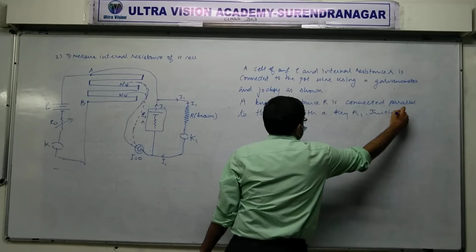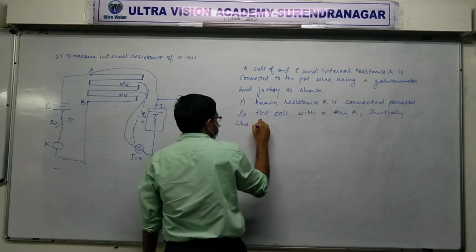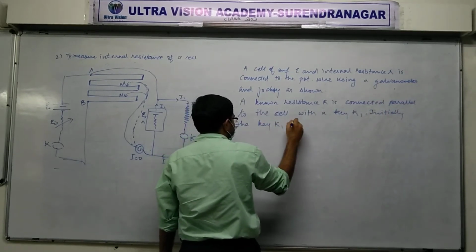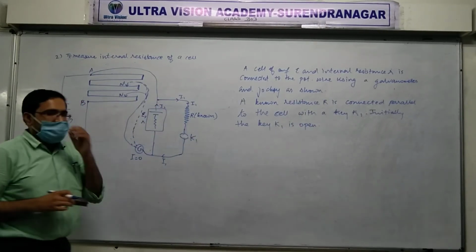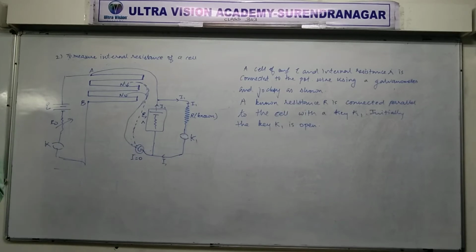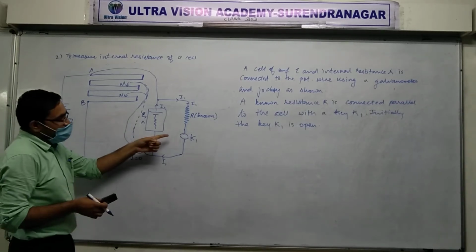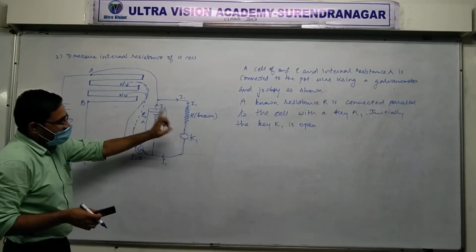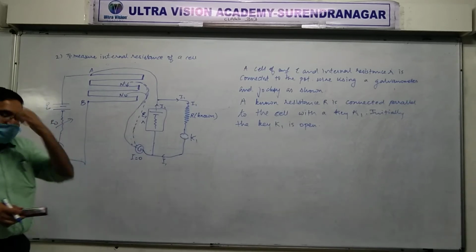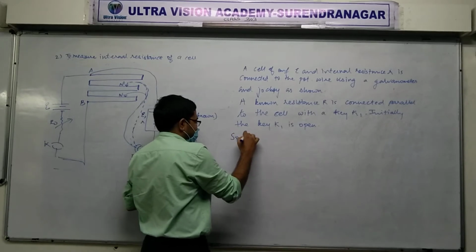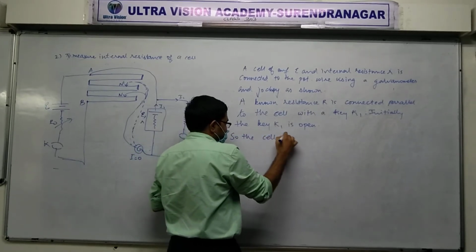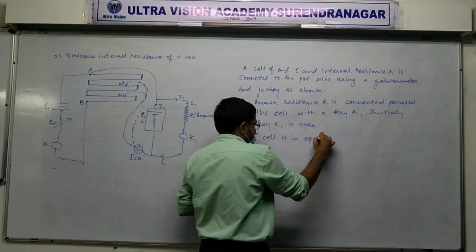Initially, the key K1 is open. Everything fine? Key open now. So, is capital R connected or not connected? Not. So, the cell is in open circuit condition.